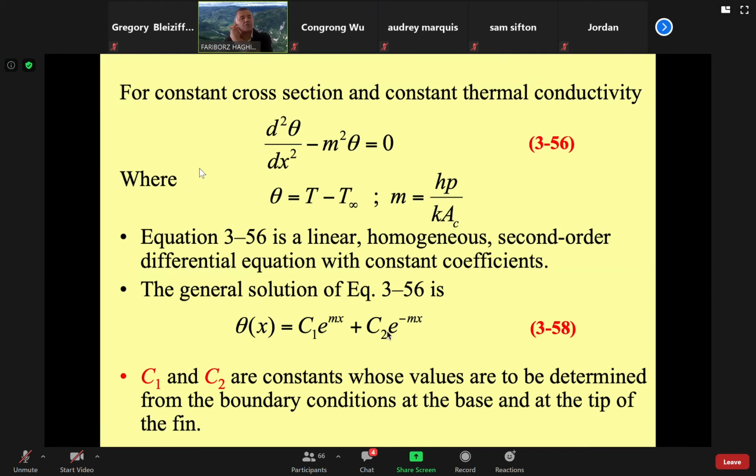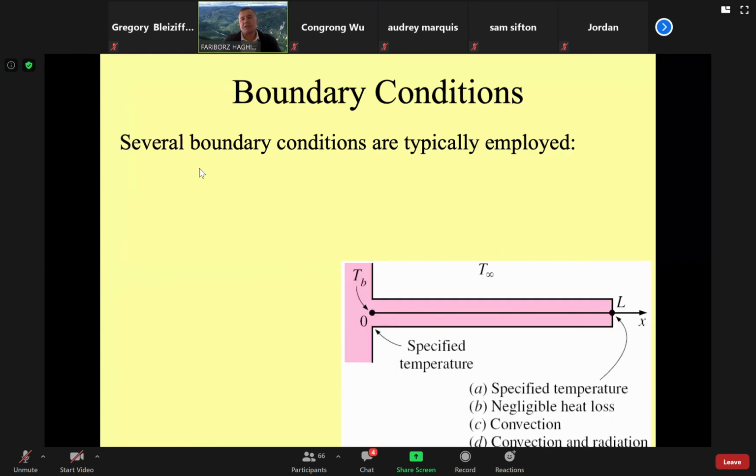Therefore, we need two boundary conditions to do that, okay? This does not make sense, okay? Therefore, we're trying to find what makes sense for our application. Therefore, C1 and C2 are constants whose values are to be determined from the boundary conditions that we have. We always have one boundary condition because at x equals 0, we know the temperature. We know this one. The second boundary condition is at x equals L.